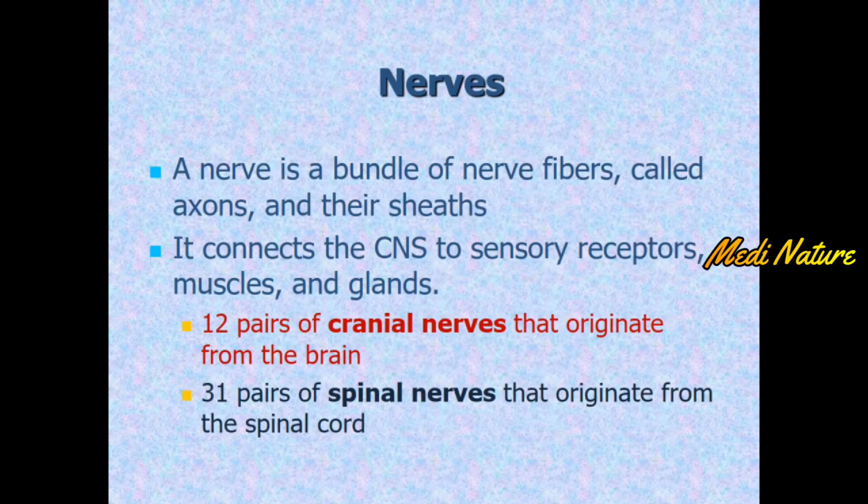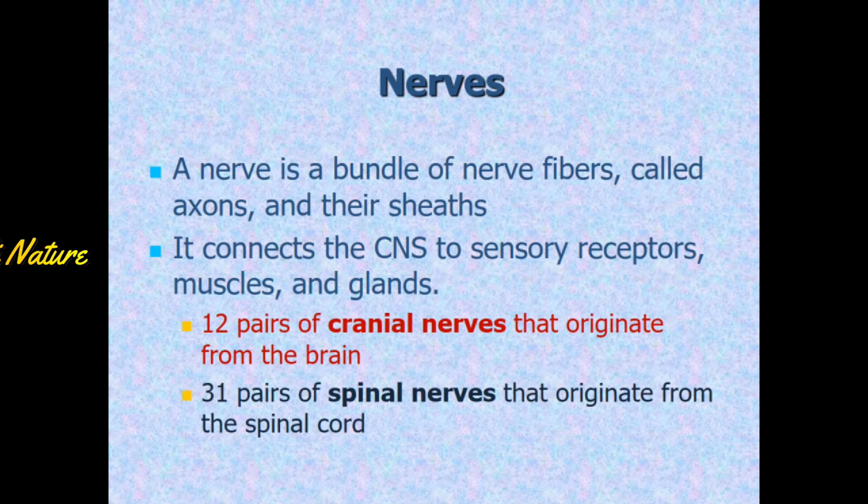What is a nerve? A nerve is a bundle of nerve fibers. These nerve fibers are called axons. When we take these bundles of axons with their sheaths, it is called a nerve. Nerves are important to connect the central nervous system with the sensory receptors as well as the muscles and glands, which show the response to the nerve impulse.